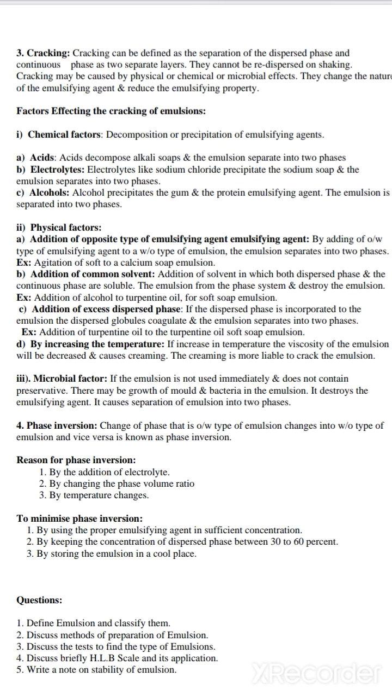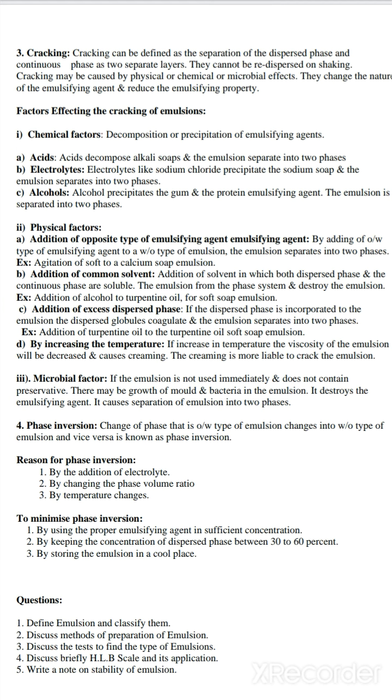Then last is cracking. Cracking is defined as the separation of the dispersed phase and the continuous phase into two separate layers. Factors affecting cracking: chemical factors include acids, electrolytes, alcohol. Physical factors: addition of the opposite type of emulsifying agent, addition of common solvents, addition of excessive dispersed phase, and increasing the temperature. Microbial factors. Phase inversion is also affecting the cracking of emulsion.